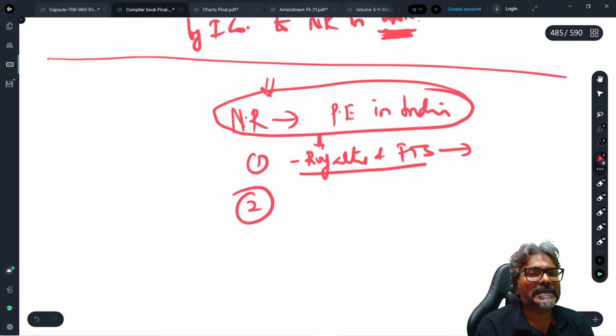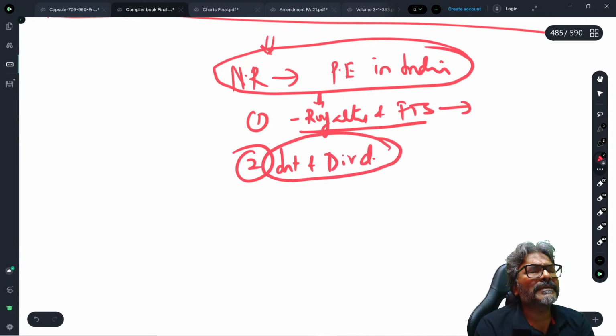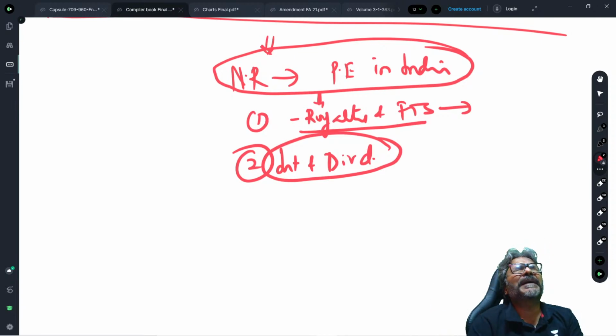Apart from that, students, the second one, which is equally important, is: what about interest and dividend income? Whether the interest and dividend income earned by the non-resident, will the tax rate be influenced by the existence of PE in India? And the answer is no. It will never ever get influenced by the existence of the PE in India. That is a point that you should always keep in mind.